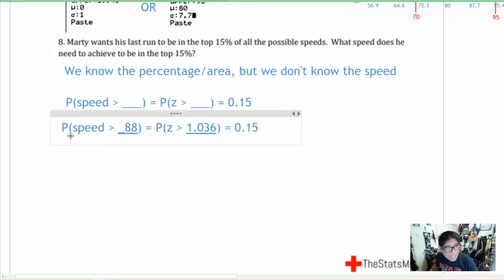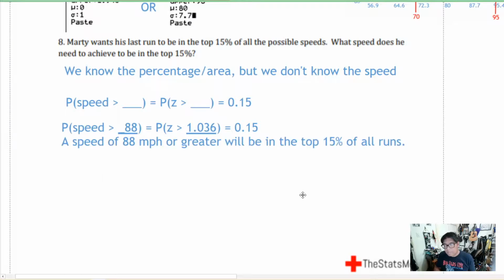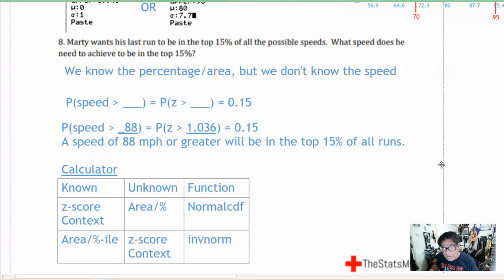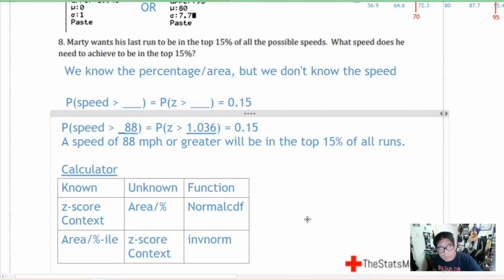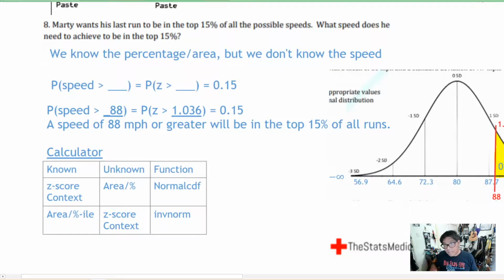So we're saying that a speed greater than 88 miles an hour will be in the top 15%. A speed of 88 miles per hour or greater will be in the top 15% of all runs. So just in summary of your calculator work, if you know the z-score but you don't know the area, you want to use the NormalCDF. If you know the area or the percentile, and you don't know the z-score or the context, then you need to use inverse norm.